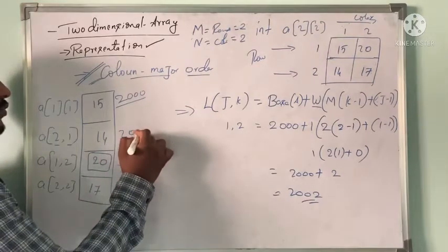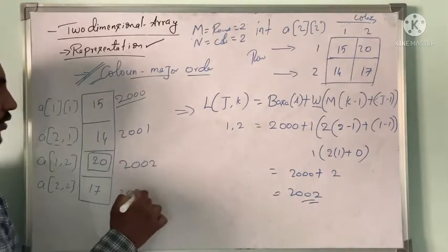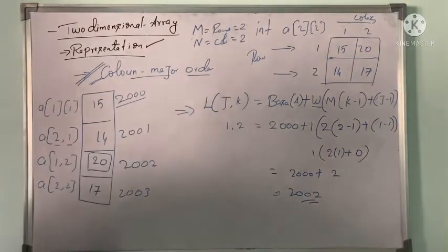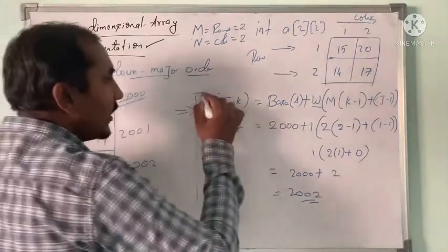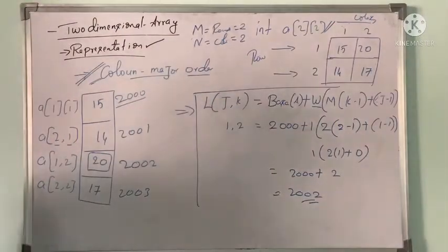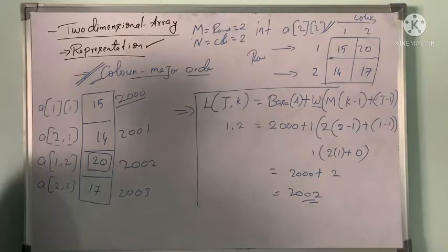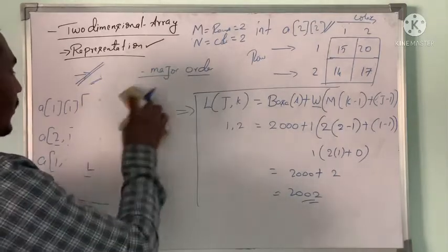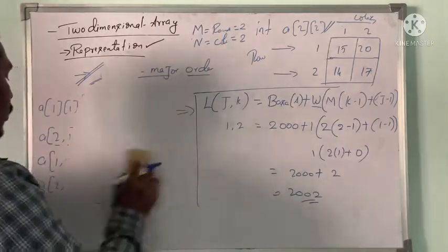That is, this will be 2001 and this will be 2002 and later we will have 2003. So this is an example, and this part is important regarding the formula. You need to consider an example and explain it with that formula. Okay, so this is about column major order. Next, similarly, we are going to have one more type of representation, which is called row major order.